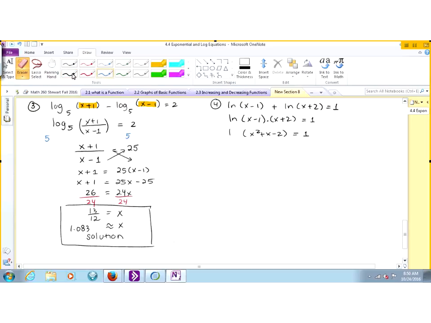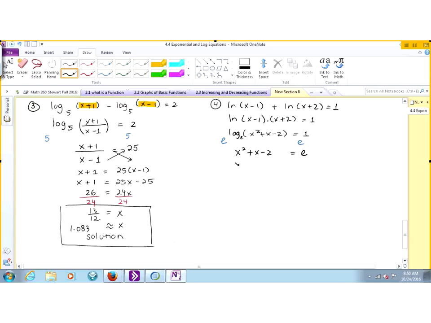So ln is log base what? Yes. So ln is log base e. And if I want to cancel log base e, what do I do? Take the e, raise it to the left. Take the same e, raise it to the right. Okay. So this is x squared plus x minus 2 is equal to, what is e to the first power? E.